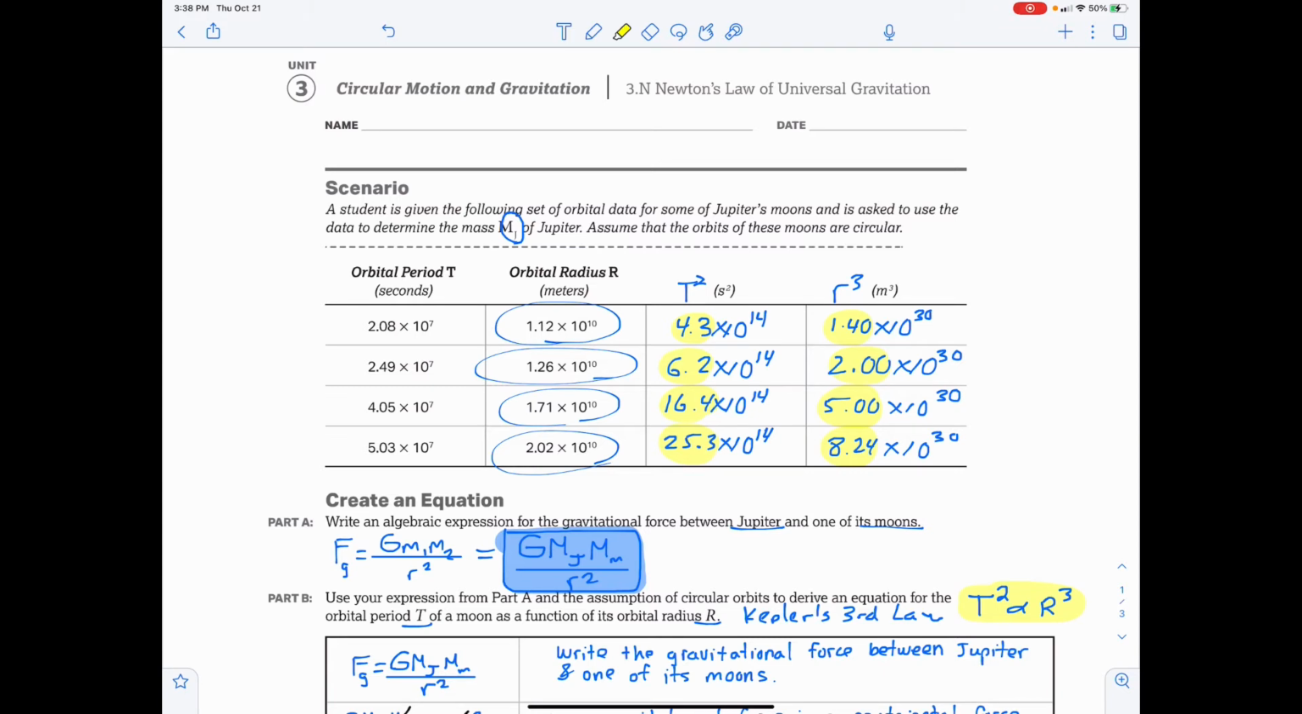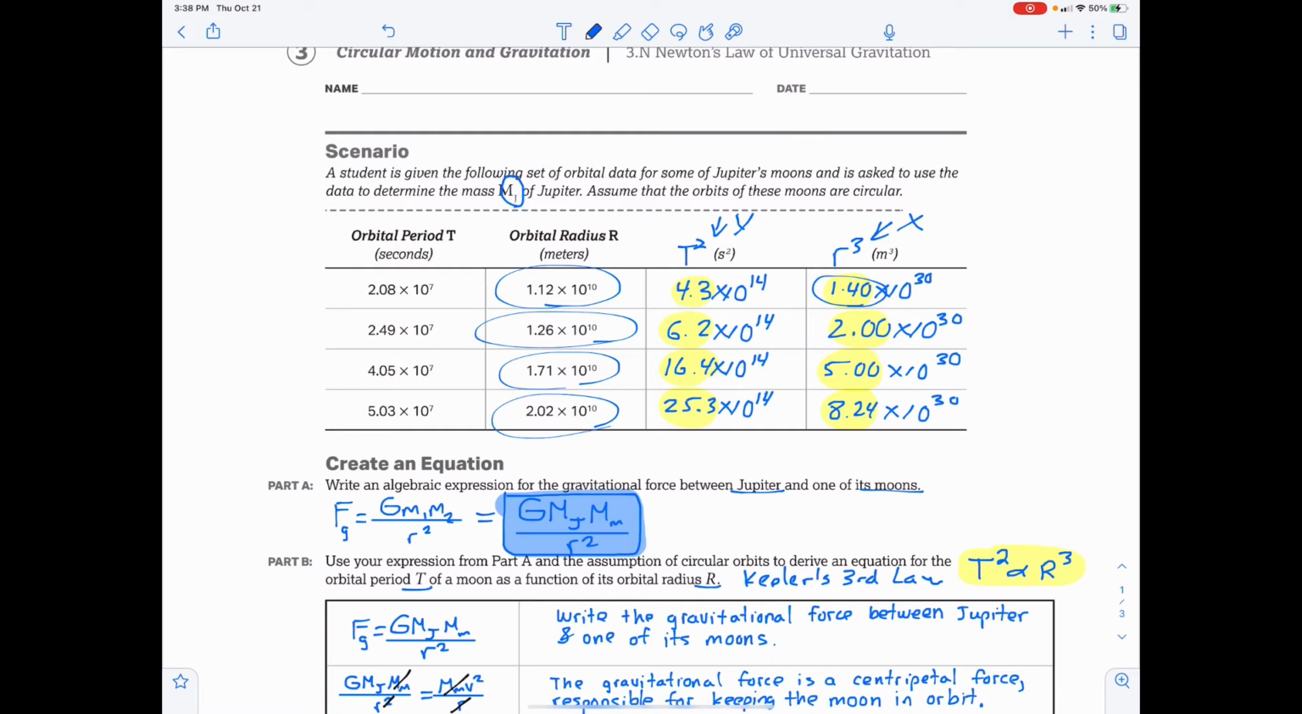Okay, let's go ahead and plot those. Remember, T squared is my y. R cubed is my x. So I'm going to start by going over 1.40 and up 4.3.